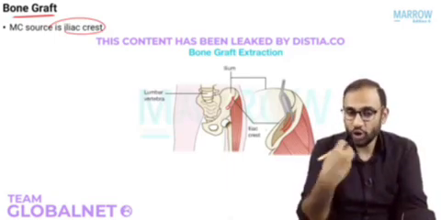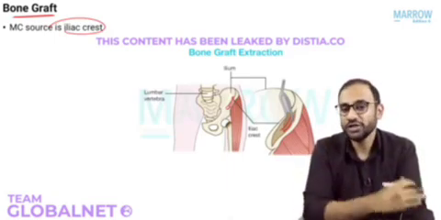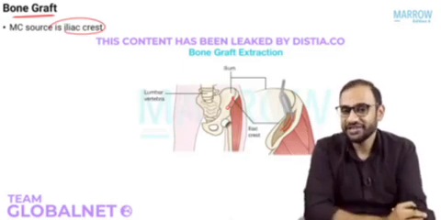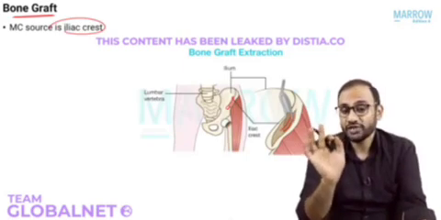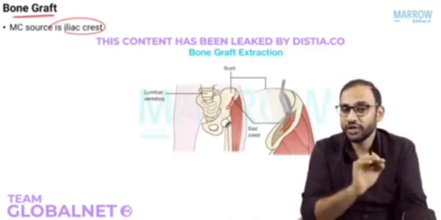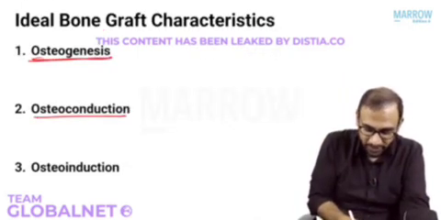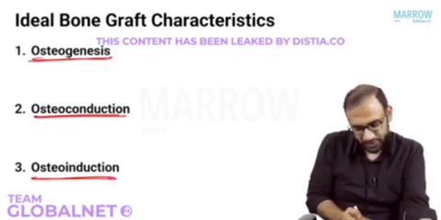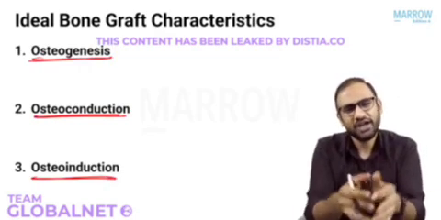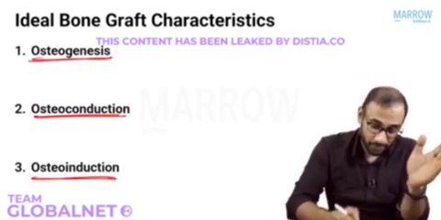Now this bone graft, autologous, it comes from the same individual, has certain characteristics. So we need to know what the good characteristics of the bone are. The ideal bone graft should have these three characteristics: osteogenesis, osteoconduction, and osteoinduction. Again, first listen to me, understand, and then you can write the notes.